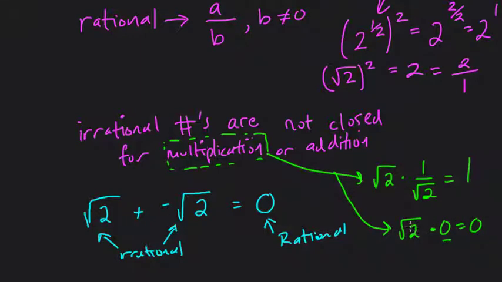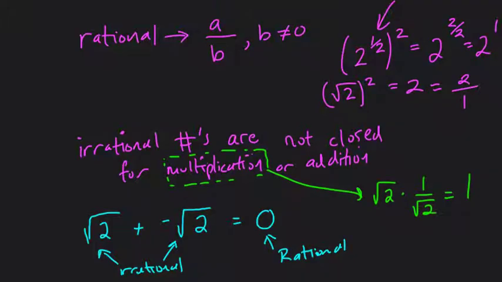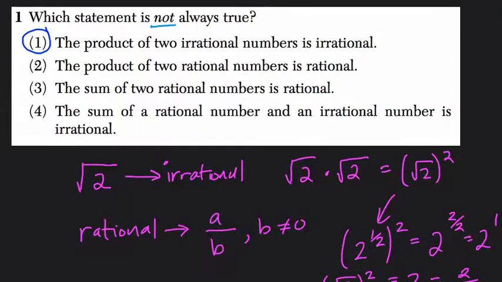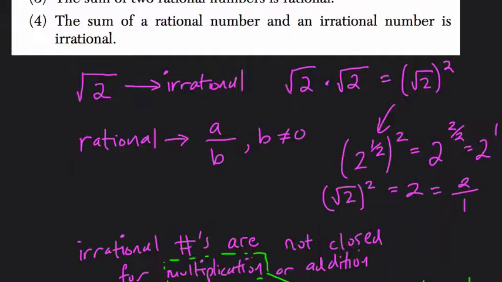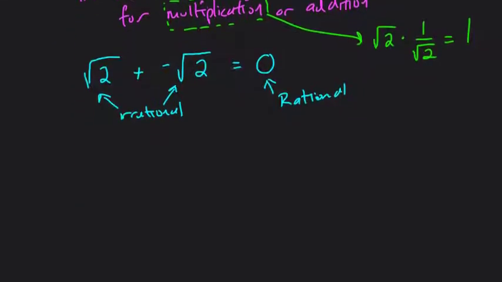Now, that's a different example. I shouldn't have put it here, because the square root of 2 times 0 is not the product of two irrational numbers. It's the product of a rational and an irrational number, which is different from what they have here. Sorry about that. So the product of two rational numbers is rational, too. That's always true. Now, you might know this, that if you take two rational numbers, you get a third rational number, a product that's rational.